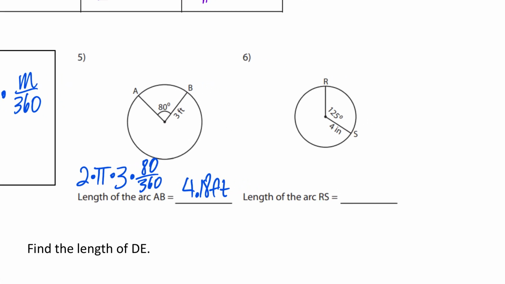Okay, and the next one, it's the exact same thing, so I'm just going to go 2 times pi times 4 times 125 over 360. .72.